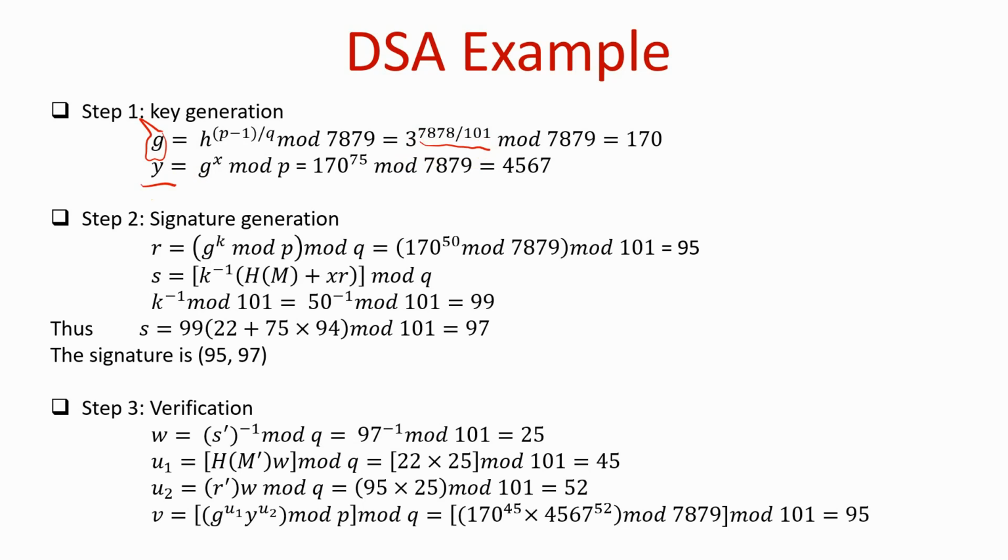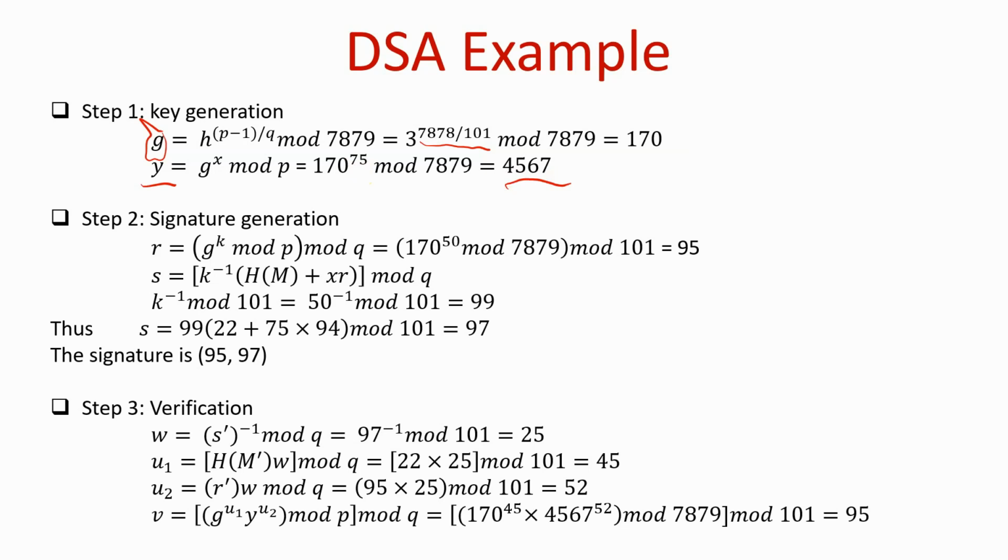Once you calculate G, you can now calculate the public key Y. It is equal to G to the power of X mod P, which is 170, the result that you calculated before, to the power of 75. X is actually given in the question, mod 7,879, and the result is 4,567. So now that you have generated G and the public key, you can now generate the signature.